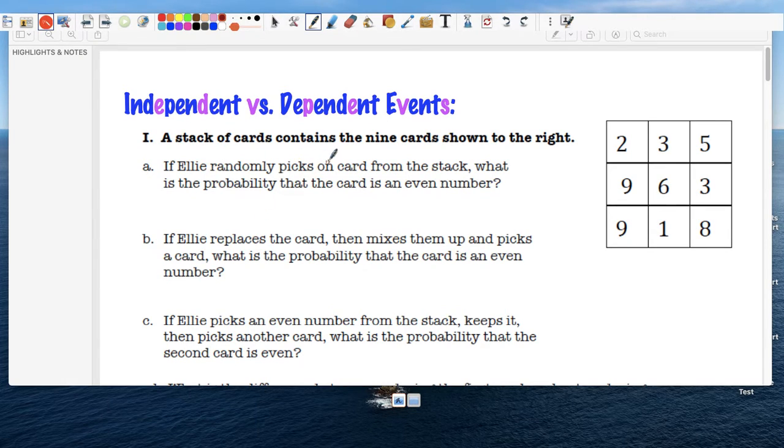Ellie randomly picks a card from the deck. What is the probability that the card is an even number? So my even numbers are 6, 8, and 2, so obviously 3 over 9, or 1 over 3.